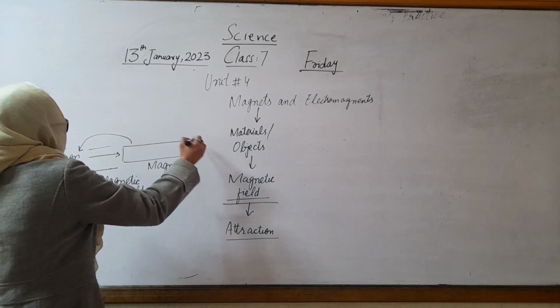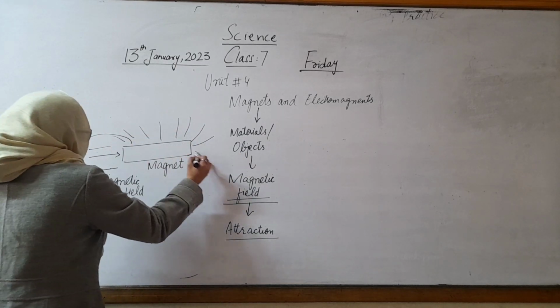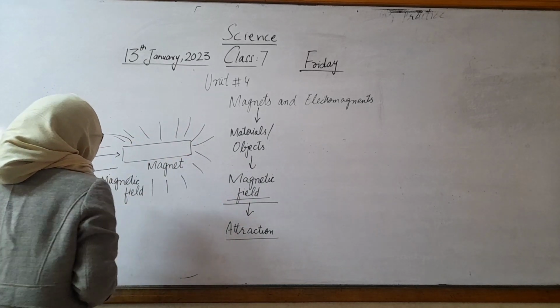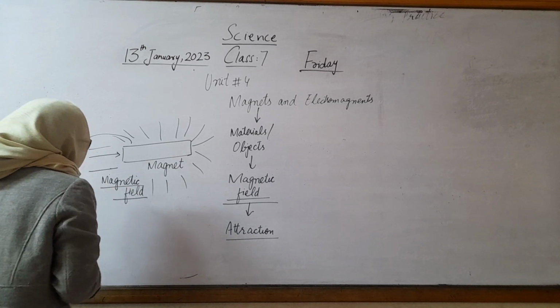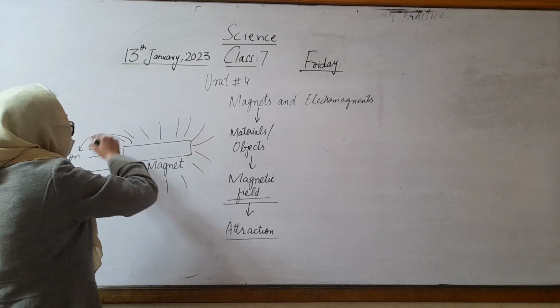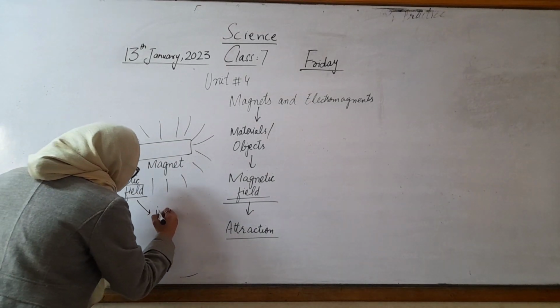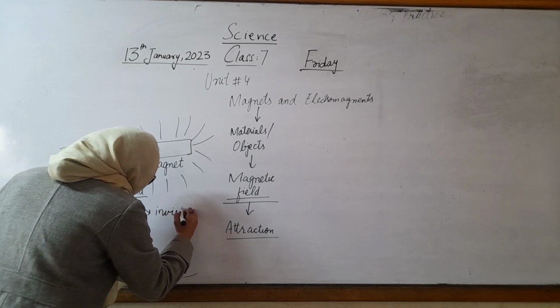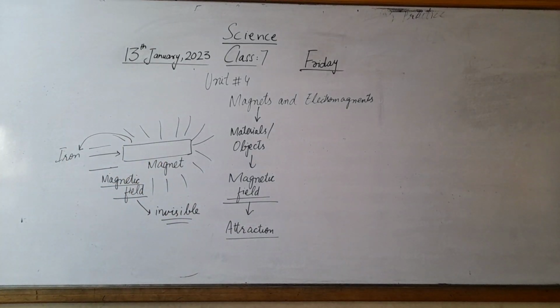Magnets have surroundings of attraction. You can say magnetic field. It's a space all around the magnet. However, the magnetic field is invisible. You cannot observe the magnetic field, but you can feel the magnetic field. Okay?